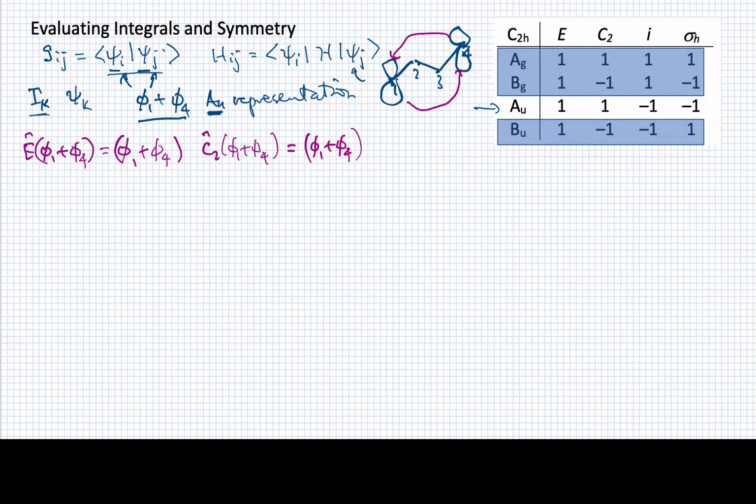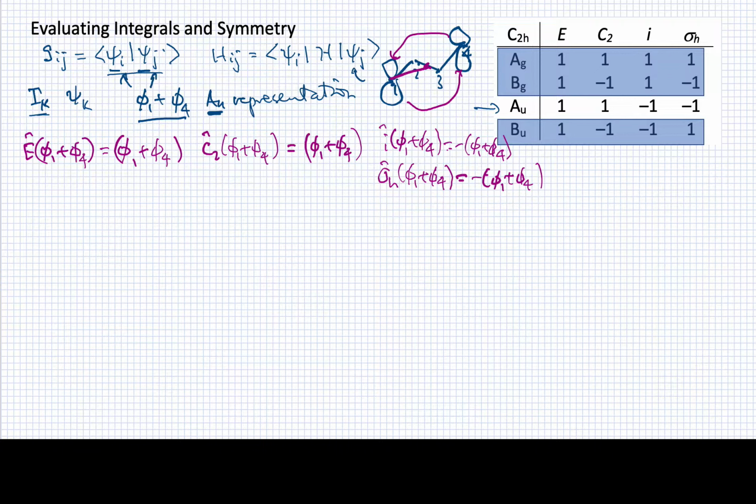Likewise, if I did this for the inversion operation, what will I get? Well, the inversion operation switches the positions, but it also projects down through the center of the molecule, so it actually flips the sign. So in this case, I'm going to get negative phi 1 plus phi 4. And I'm running out of space here. Sorry about that. Similarly, if I do this for sigma h on phi 1 plus phi 4, it will keep the two orbitals in place, but it will flip them relative to the plane of the molecule. So they'll again end up with minus phi 1 plus phi 4.